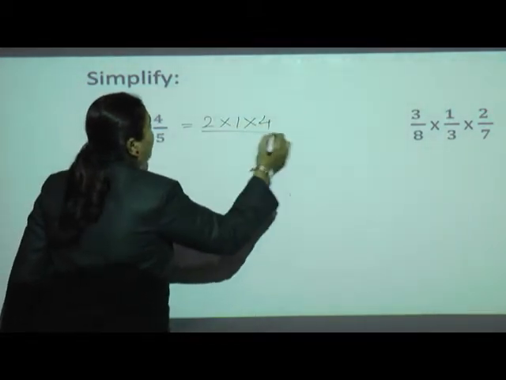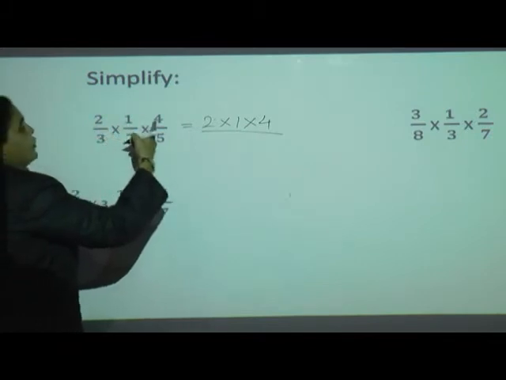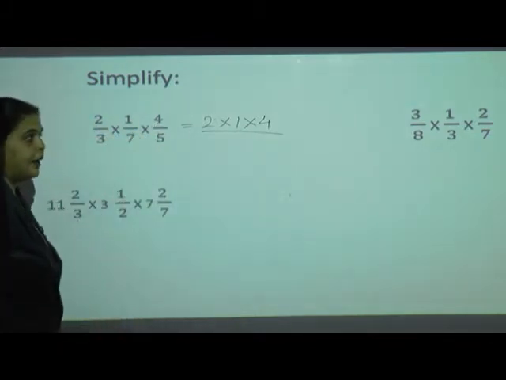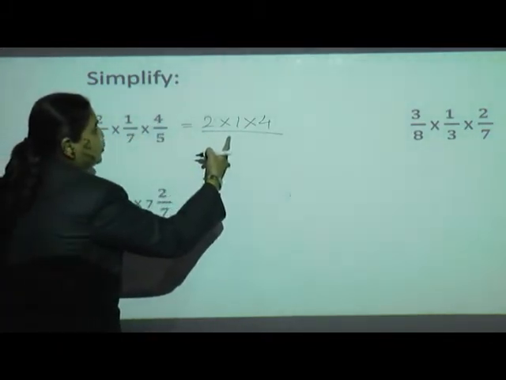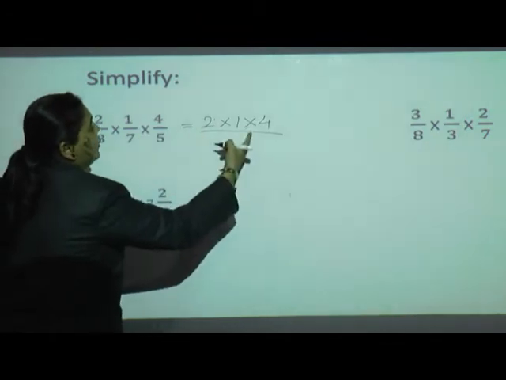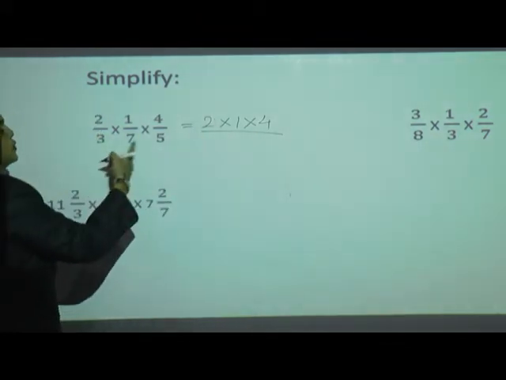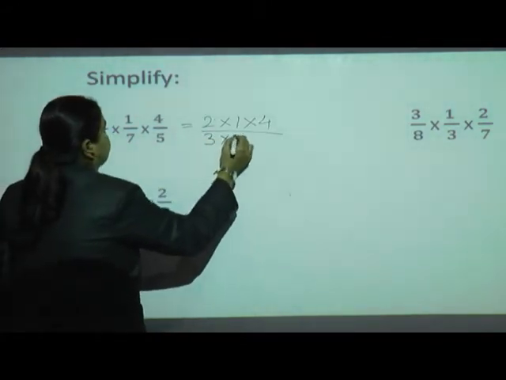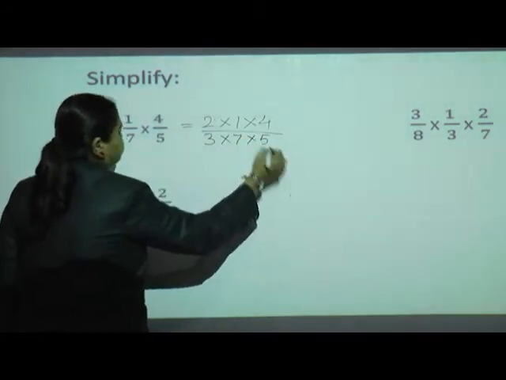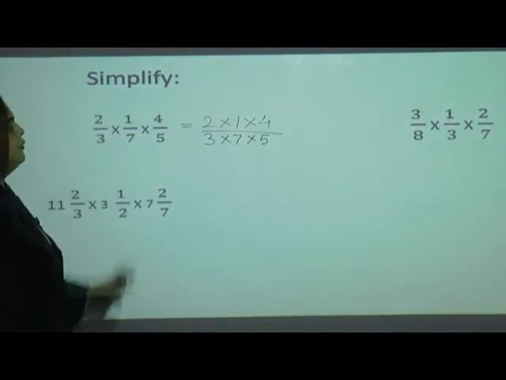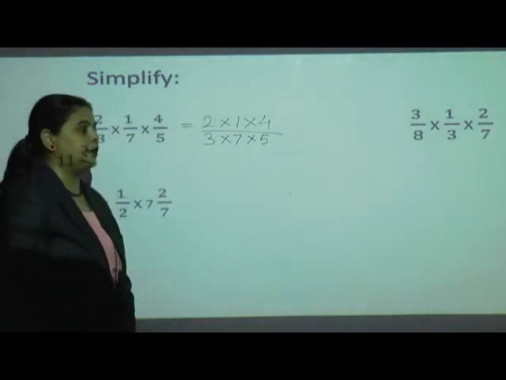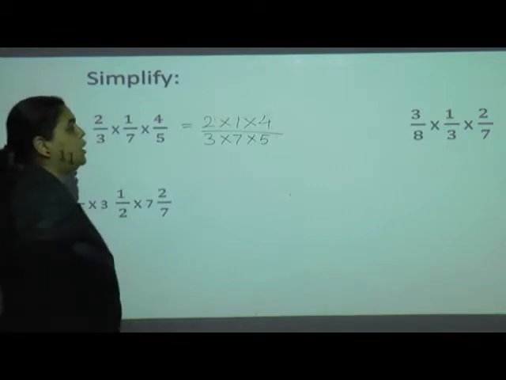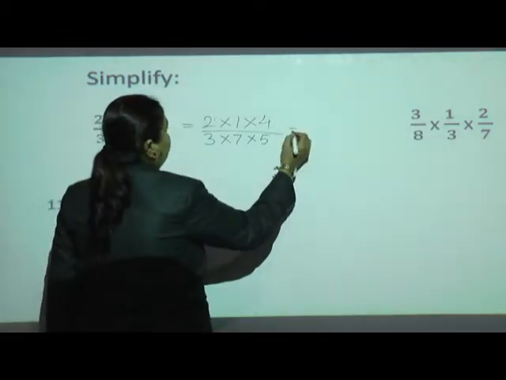All the numbers in the numerators we are just collecting and writing. All the numbers in the denominators we will collect and write as 3 multiplied by 7 multiplied by 5. Nothing else I have done. If it is not possible to reduce, I just do the multiplication and we will solve it here.